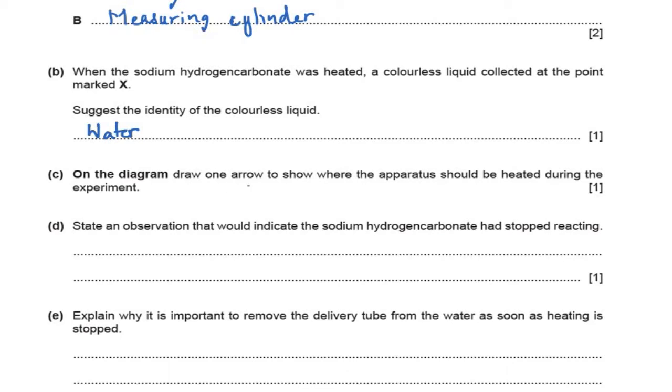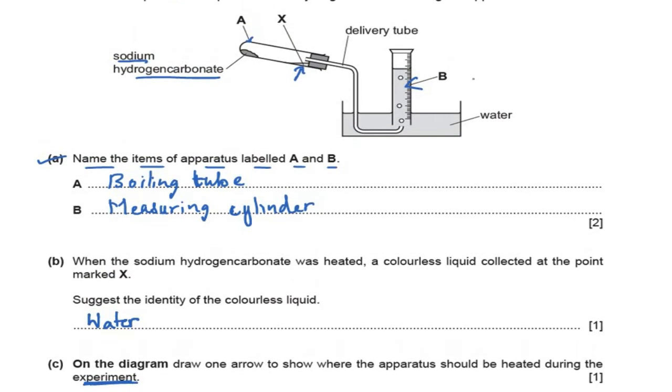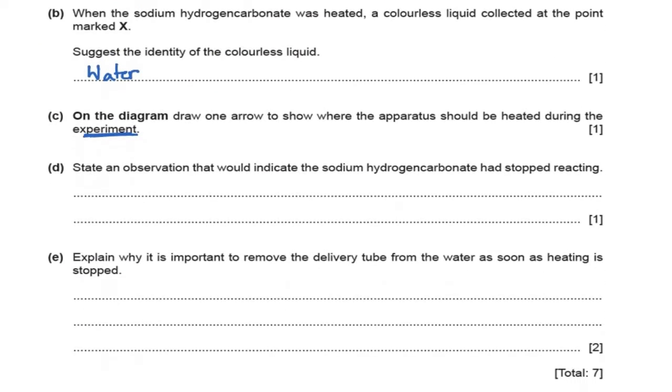On the diagram, draw an arrow to show where the apparatus should be heated during the experiment. So if we have a look at the diagram, I would say that the heating should be done directly at the place where the compound is placed. So I'll put an arrow here. This is the main arrow which will be pointing towards the solid sodium hydrogen carbonate. So this is how we'll add the arrow.